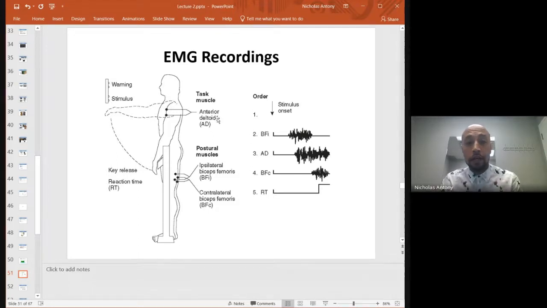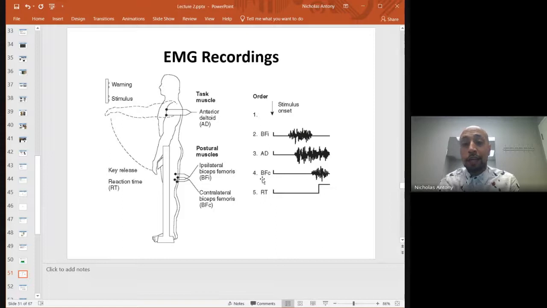So here, they had someone at the go signal. All they had to do was raise their hand like this. So they had to flex their shoulder like that. That's all they had to do. And they measured electrical activity from the anterior deltoid, the ipsilateral hamstring, and the contralateral hamstring.